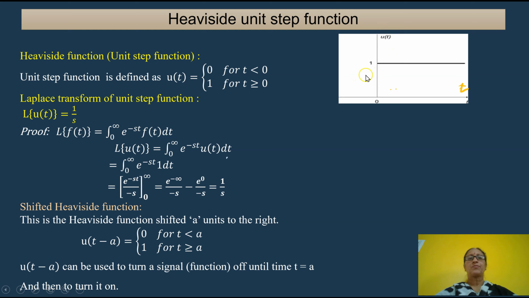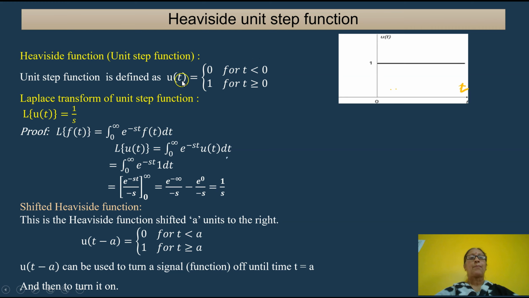Then you can observe here when t is less than 0, this function u of t is 0. So on left hand side, we don't find any graph. Here on right hand side of this y-axis, value of u of t is 1 for any value of t. For t is greater than or equal to 0, that means for t equal to 1, 2, 3, so on up to infinity, value of u of t is only 1. That's why here you can observe a straight line which is parallel to x-axis. So this is definition of unit step function.